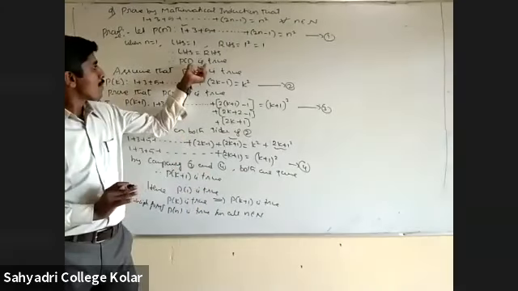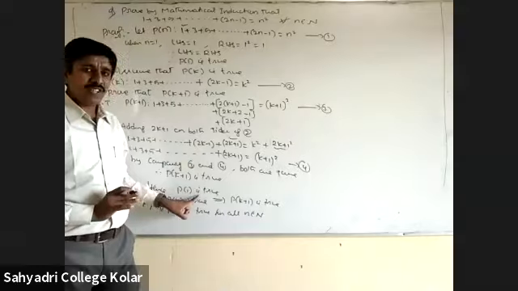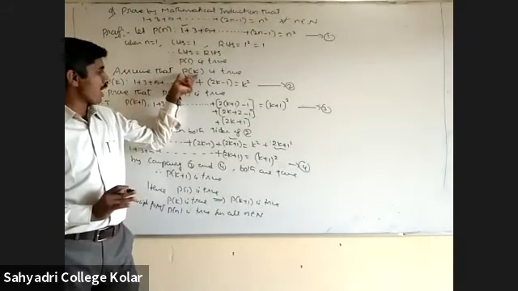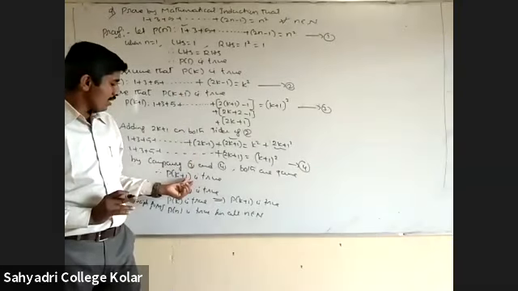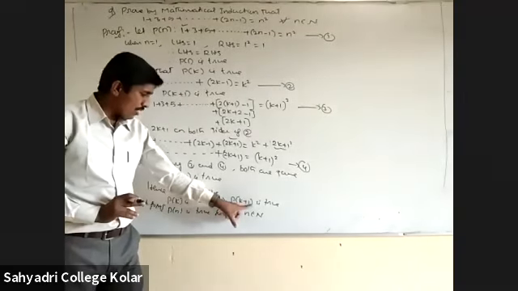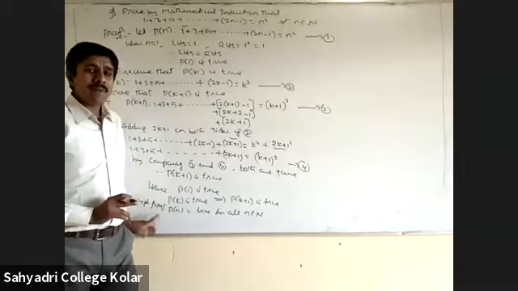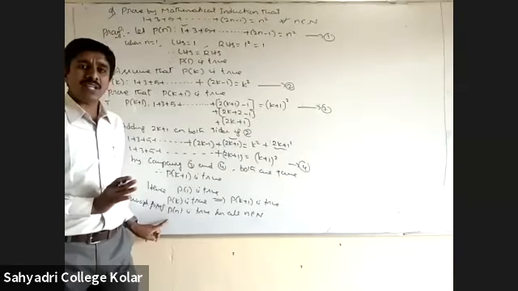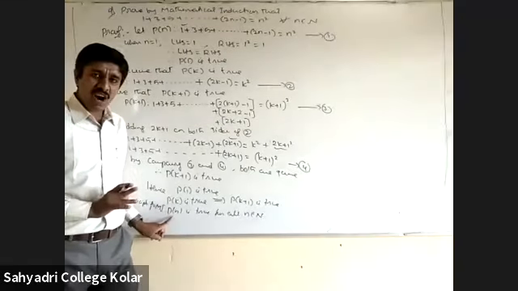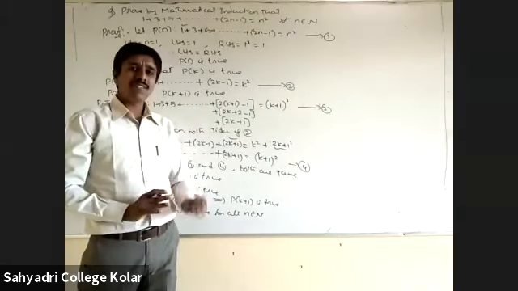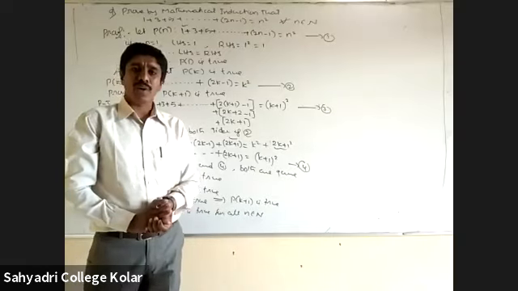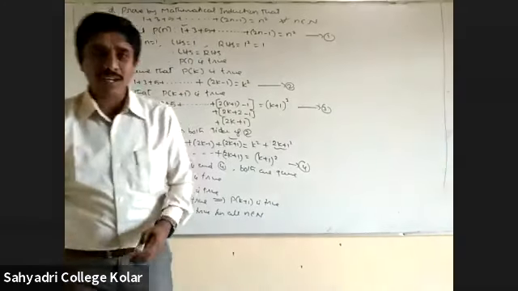Yes, finally, P of 1 is true. First statement is true. Assume the second statement, P of k is true, implies the third statement, P of k plus 1 is true. Therefore, by the principle of mathematical induction, we say that P of n is true for all n belongs to N. It's for all natural numbers. Got it? Now we can go for the next problem.